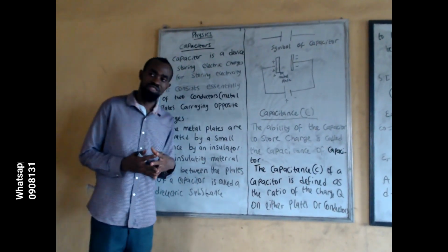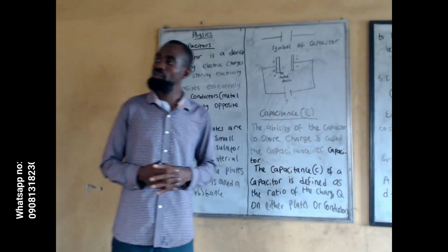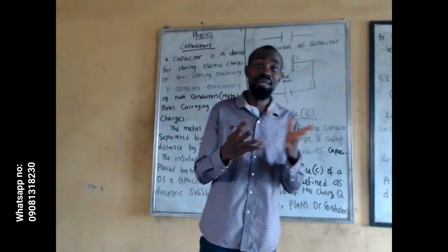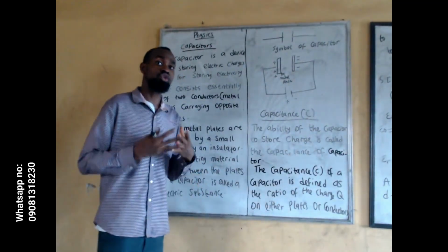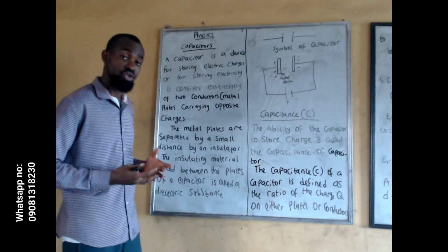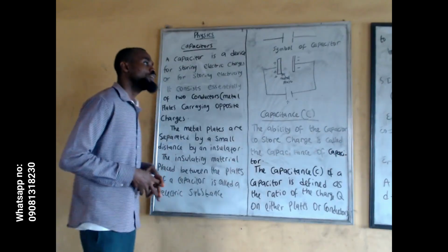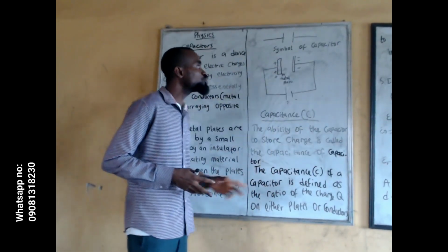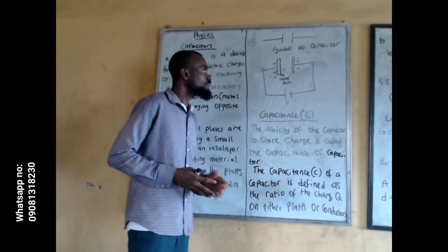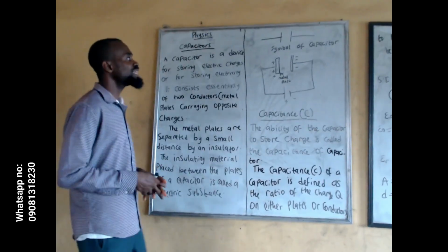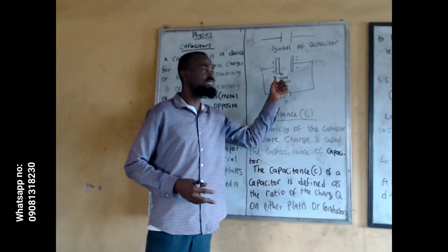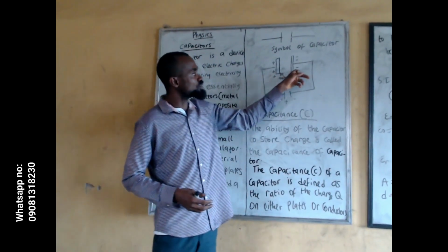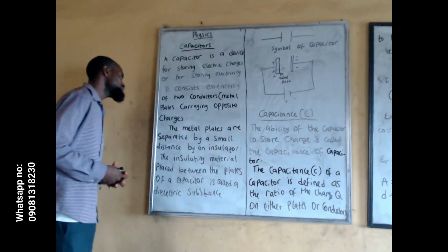So, this is the component called a capacitor. We have earlier said a capacitor is just a device for storing charges or storing electricity. The setup is that it consists of two conductors, two metal plates, carrying opposite charges. You see, like this diagram tells you, one is carrying a positive charge while the other is carrying a negative charge.